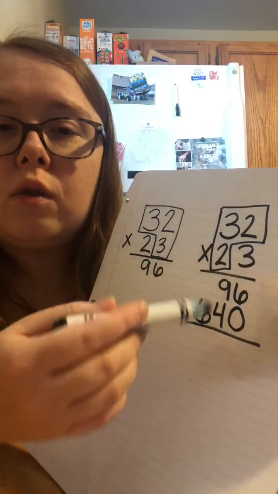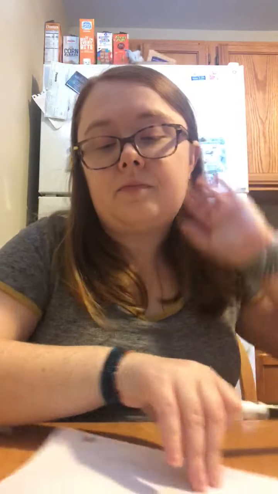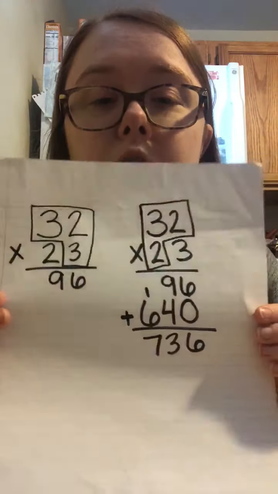We're looking at it when we multiply just one digit by one digit. Because we have 2 parts to our answer, we're going to now add them. So I have 6 plus 0 gives me 6. 9 plus 4 is 13. And 1 plus 6 is 7. So now I have my final answer of 736.